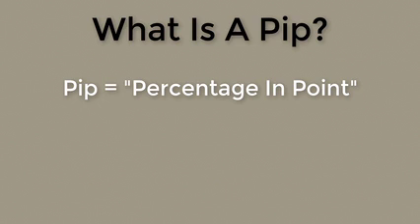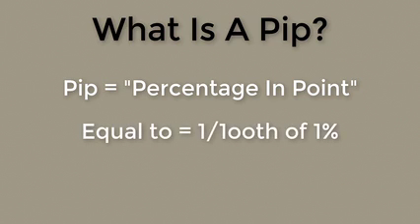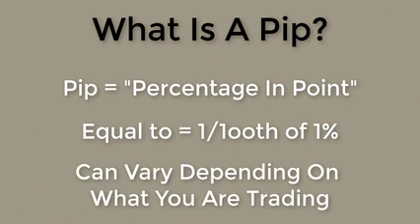Now, a pip is equal to 1/100th of 1%. And it can vary depending on the currency or the instrument that we're trading. Now, in this class number 2 today, I'm going to show you a bunch of different examples, so it'll become clear here in a minute. But pips are very important to us as currency traders. It's how we get paid, how we make money. And it's also how we lose money. So again, pips, just keep in mind, it's 1/100th of 1%.